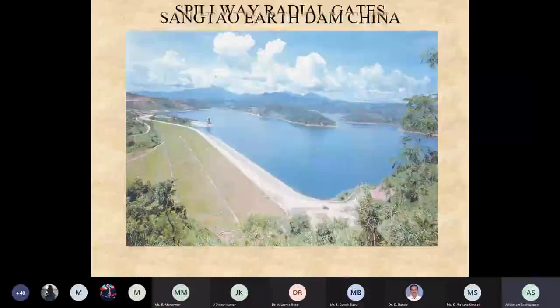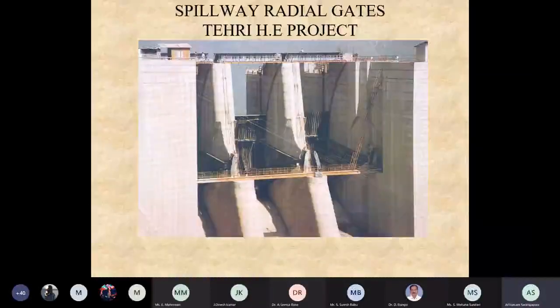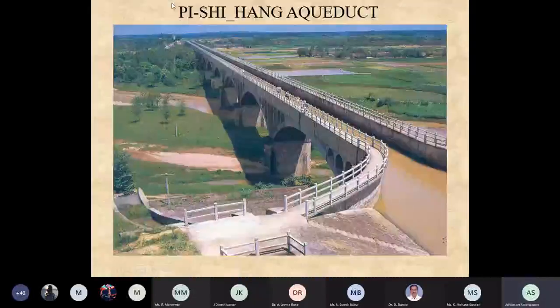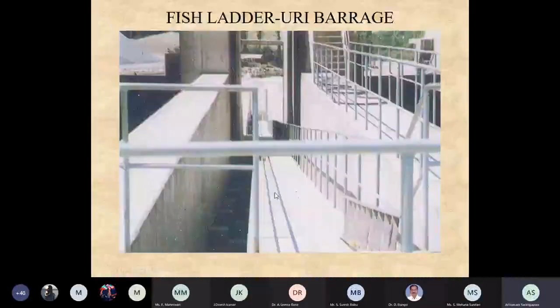This is a spillway. This is the aqueduct or siphon which we used to carry water from one side to another side. It will be carried through an open channel. And this is the fish ladder. You can see this is the fish ladder. So from downstream to upstream, we will allow some gap.